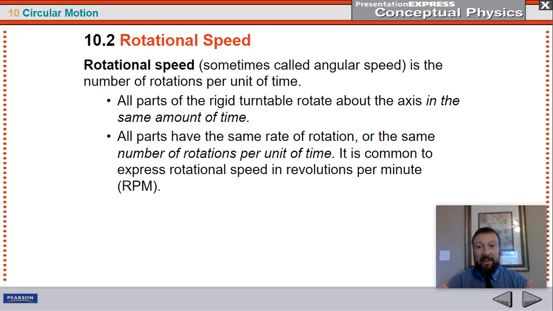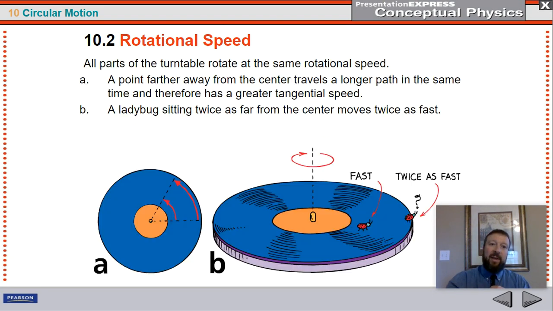Which then brings us to the second type: rotational speed. How many rotations per unit time? How many rotations is it making? That is sometimes called its angular speed too. Just like linear speed and tangential speed mean the same thing, rotational and angular speed also mean the same thing. If you look at RPMs on your car, that's revolutions per minute. It's not counting the linear distance. It's how many rotations you're making, and that's what rotational speed is.